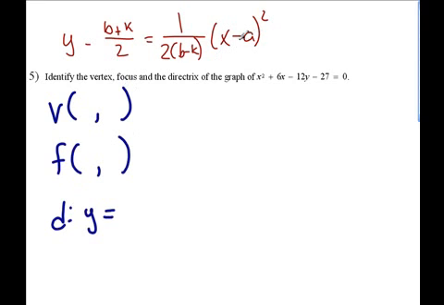If we can find a and b, we've got the focus. If we can find k, we've got the directrix. And if we get the equation in the right form, we'll have the vertex. So let's pound on this equation a bit.